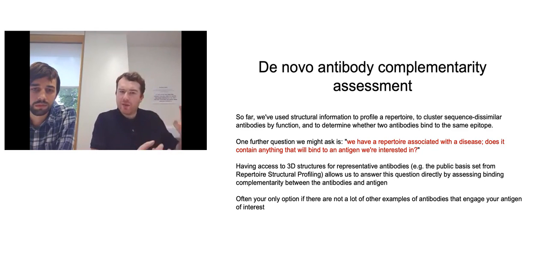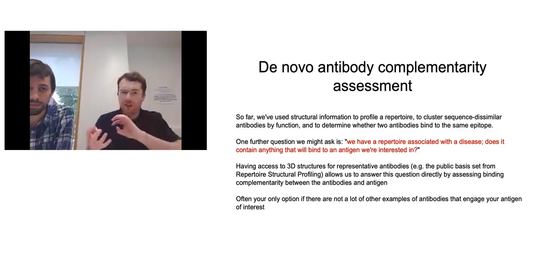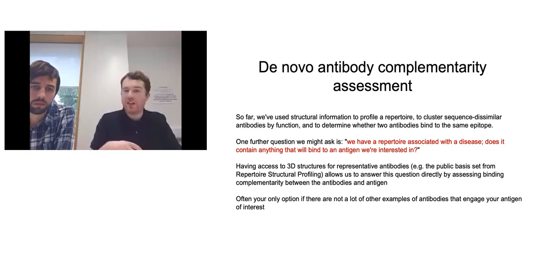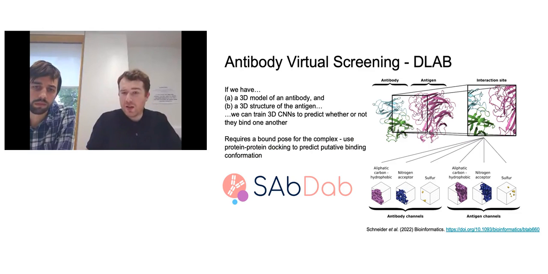But can I come up with a method, given all of the structural data and a solved structure of my antigen, of actually screening this library of antibody models for things that are likely to bind to that antigen target? And often this is the only option you really have if you don't have some sort of prior data or examples of antibodies that engage your antigen of interest. There's already been a question about a truly novel target in the chat. So you have some repertoire for maybe a related disease, but no knowledge of known binders for your new target. Maybe this is probably the best place that you can start.